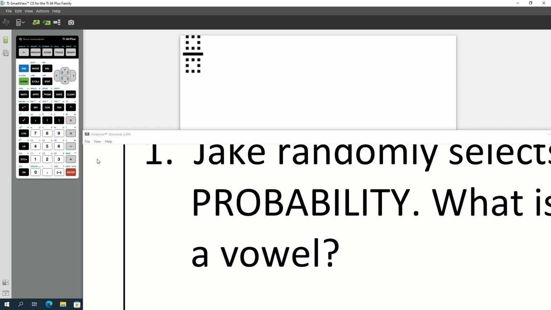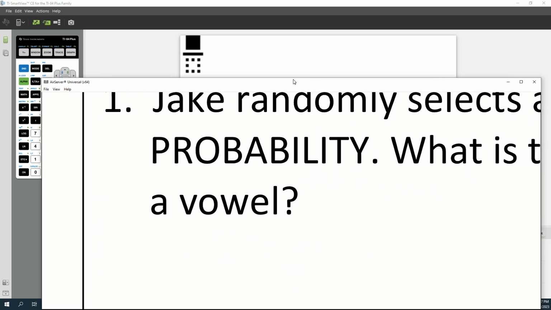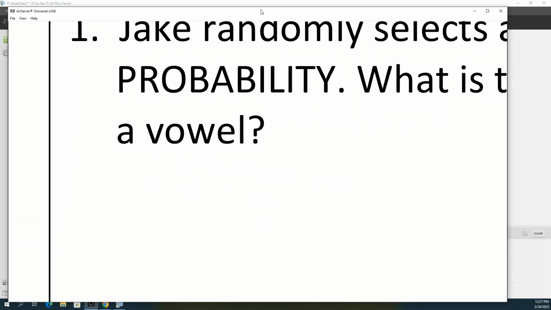All right, so what did you guys put on the numerator for probability? The denominator is going to be 11. There's 11 letters in probability. And then how many vowels? 4. So the probability of a vowel is going to be 4/11.